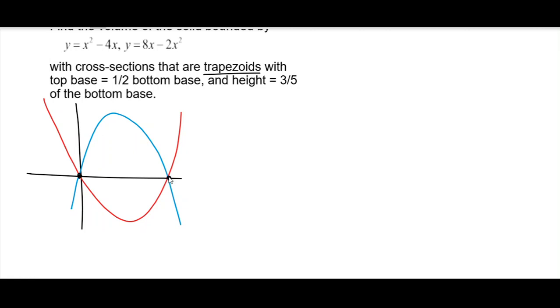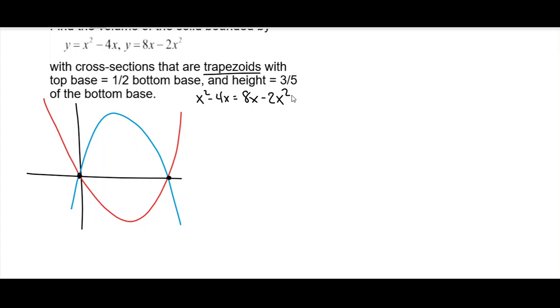So I'm actually going to have to do a little bit of algebra here. I need to calculate what those intersections are, so I know where to integrate from and to. In order to do that, I just set the two equations equal to each other. I have here x squared minus 4x is equal to 8x minus 2x squared. And this is a nice quadratic to solve, right?